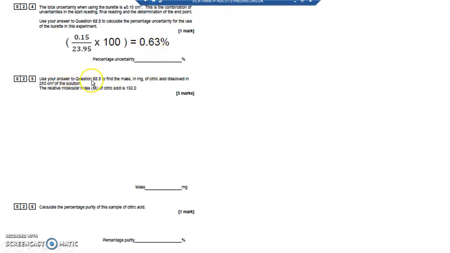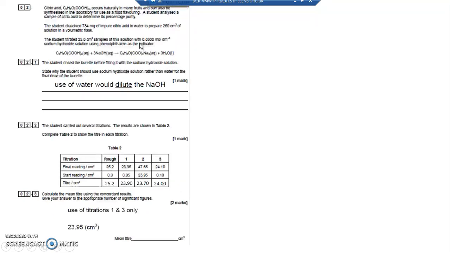0.63%. Use your answer to question 2.3 to find the mass in milligrams of citric acid dissolved in 25 centimetres cubed. The relative molecular mass of citric acid is 192. So what have I got? I've got a volume of sodium hydroxide and a concentration of sodium hydroxide, 0.05. The volume needs to be in decimeter cubed, so divide by 1,000 to turn centimeter cubed into decimeter cubed.